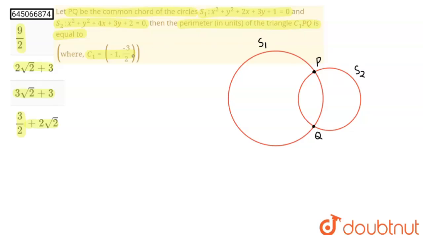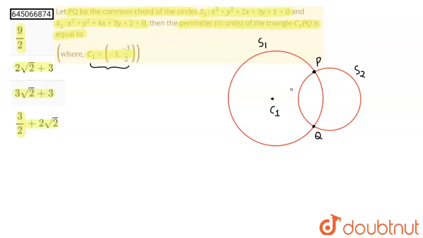So the center of S1 will be this C1. You can find it: the coefficient of x upon minus 2 will be the x coordinate of the center, so plus 2 upon minus 2 will be minus 1 over here. And the coefficient of y upon minus 2, which means 3 upon minus 2, minus 3 upon 2, will be the y coordinate. So this is our C1, whose coordinates are minus 1 and minus 3 upon 2.